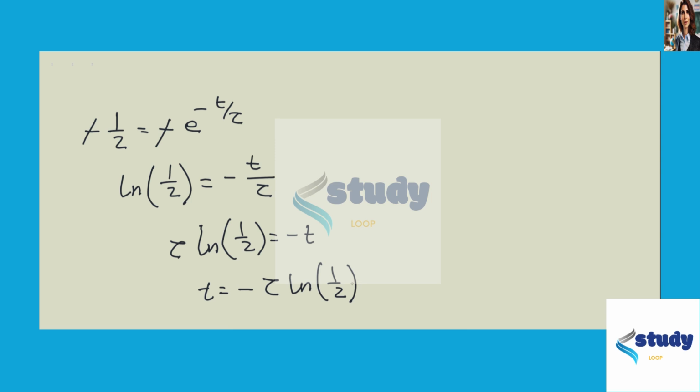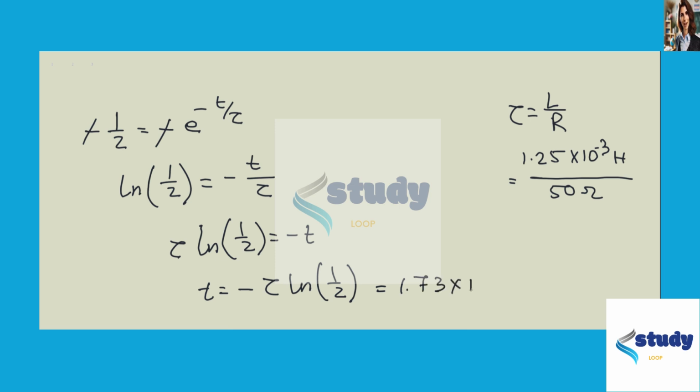And now if we use the given numbers as mentioned earlier, tau is equal to L over R, which is equal to 1.25 times 10 to the power negative 3 Henry divided by the resistance, which is 50 ohms. And finally, we'll get 1.73 times 10 to the power negative 5 second. Okay, so that's part A.